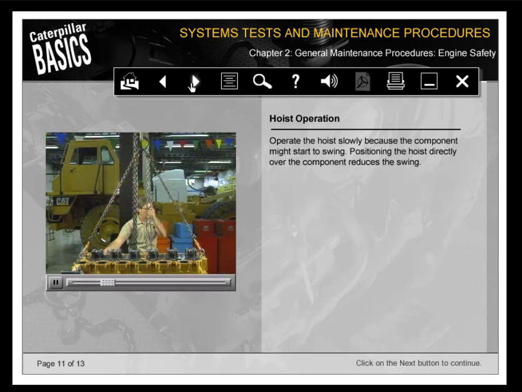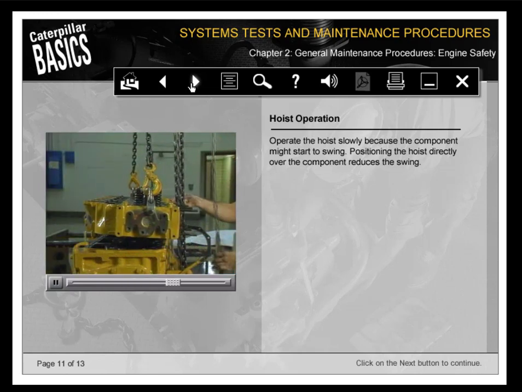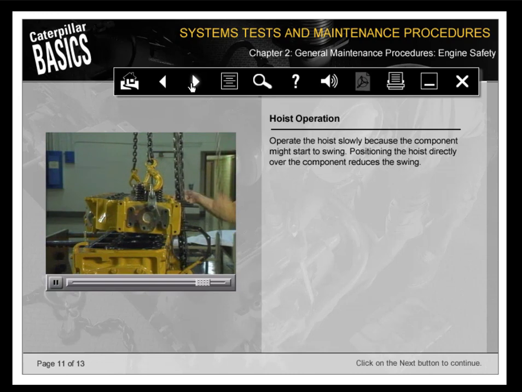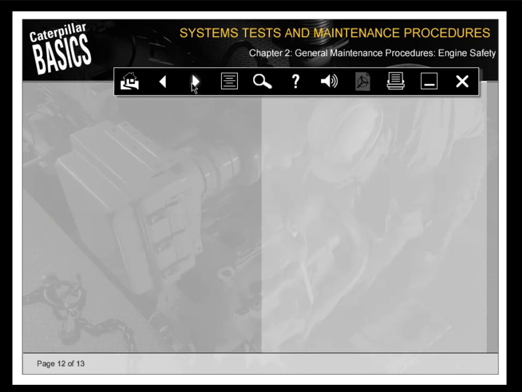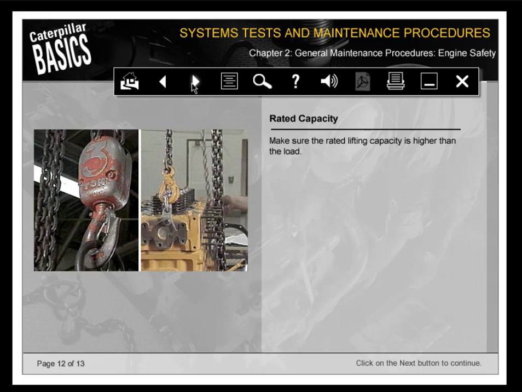Operate the hoist slowly because the component might start to swing. Positioning the hoist directly over the component reduces the swing. Make sure the rated lifting capacity is higher than the load.